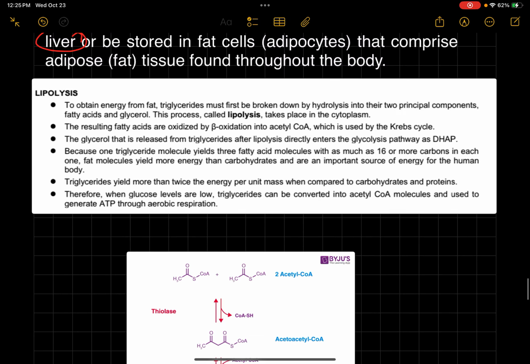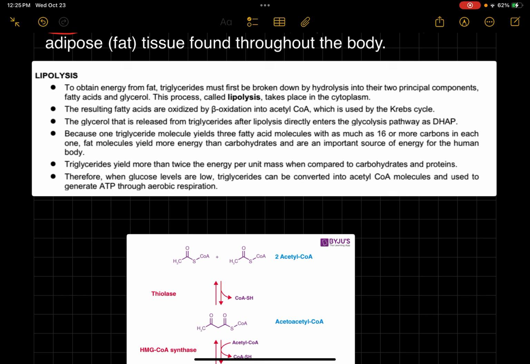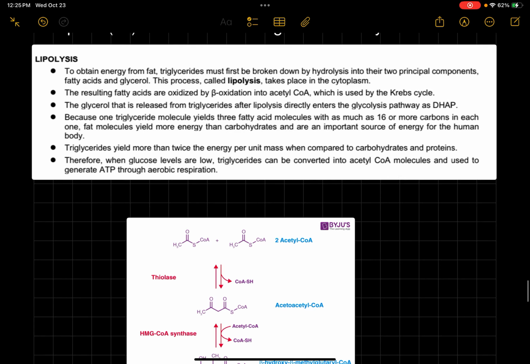And lipolysis. Lipolysis meaning, fat breakdown. Lipolysis is lipo meaning fat, lysis is breaking down. To obtain energy from fat, triglyceride must be broken down by hydrolysis into their two principal components, fatty acids and glycerol. This process called lipolysis takes place in the cytoplasm. The resulting fatty acids are oxidized by beta oxidation into acetyl-CoA, which is used in the Krebs cycle.